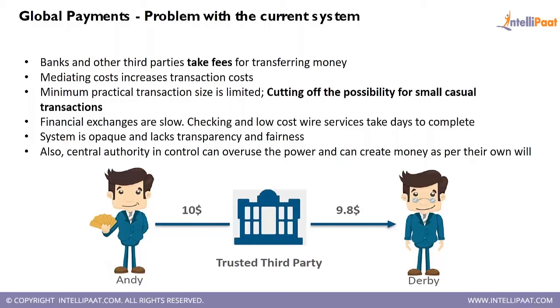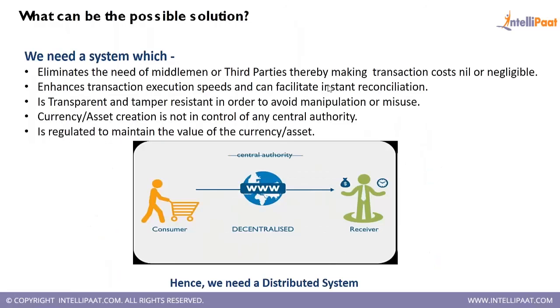How can we overcome it? We need a system which eliminates the need for a middleman or third parties, thereby making transaction costs nil or negligible, enhances transaction execution speeds, and facilitates instant reconciliation. It is transparent and tamper resistant in order to avoid manipulation or misuse. Currency and asset creation is not in the control of any central authority, and is regulated to maintain the value of the currency and asset.